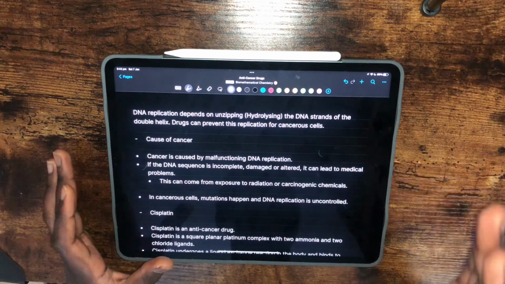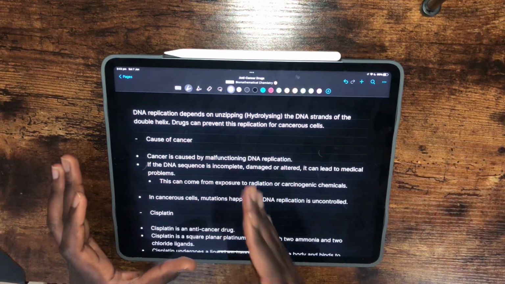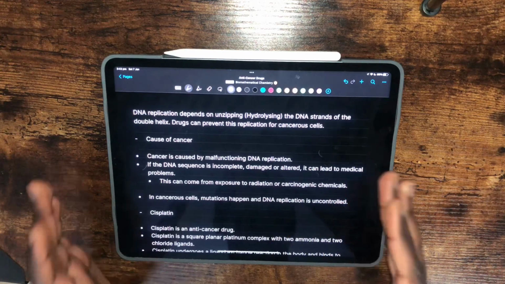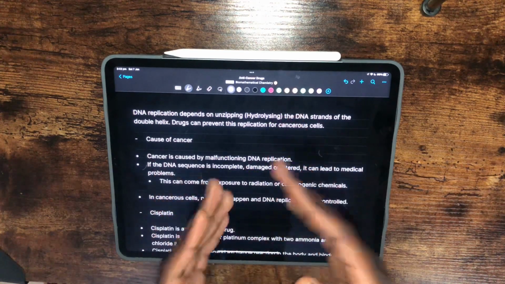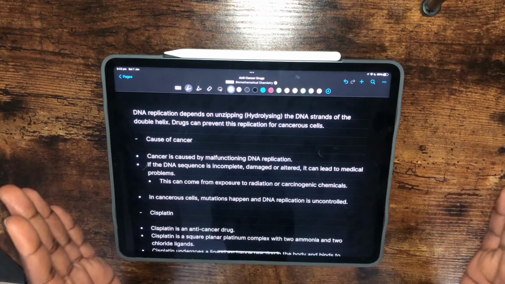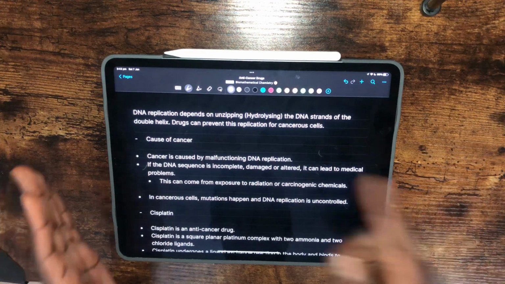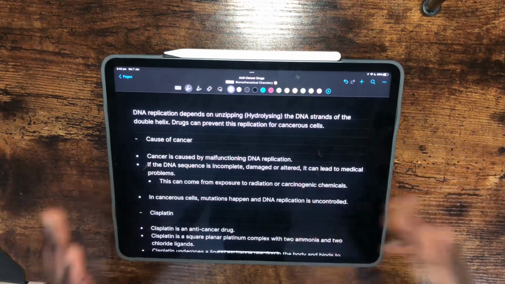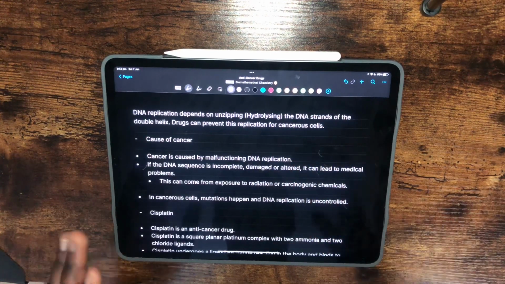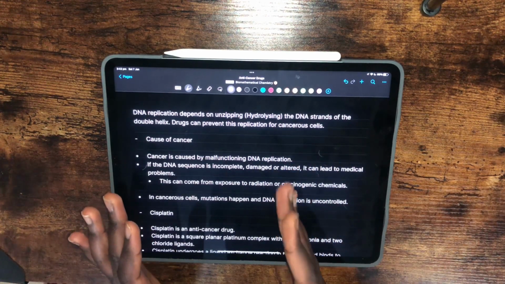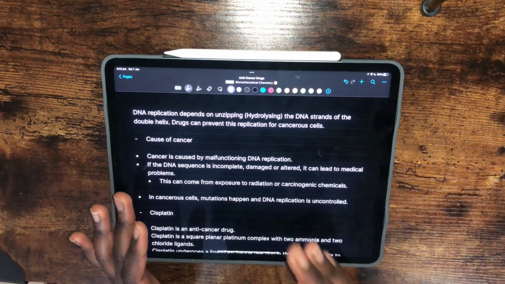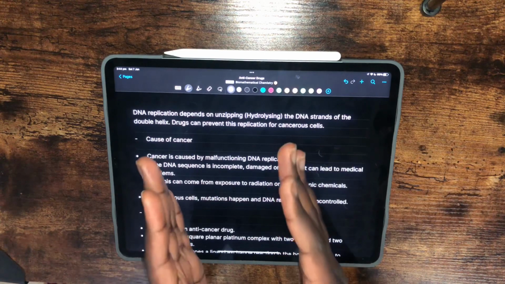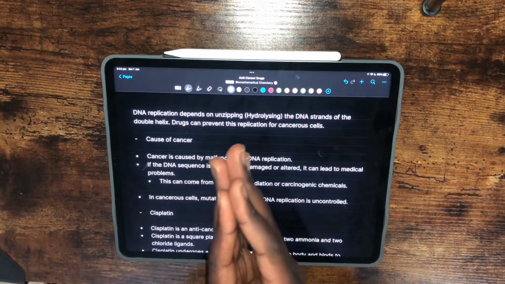But if you prevent DNA replication, which is part of that interphase stage, by preventing the strands from separating, because DNA replication requires the strands to separate, i.e. DNA replication depends on unzipping. Unzipping is just a basic term for hydrolyzing the hydrogen bonds between the nitrogenous bases that hold the two DNA strands together. So if you hydrolyze them, that's how you break and separate the strands.